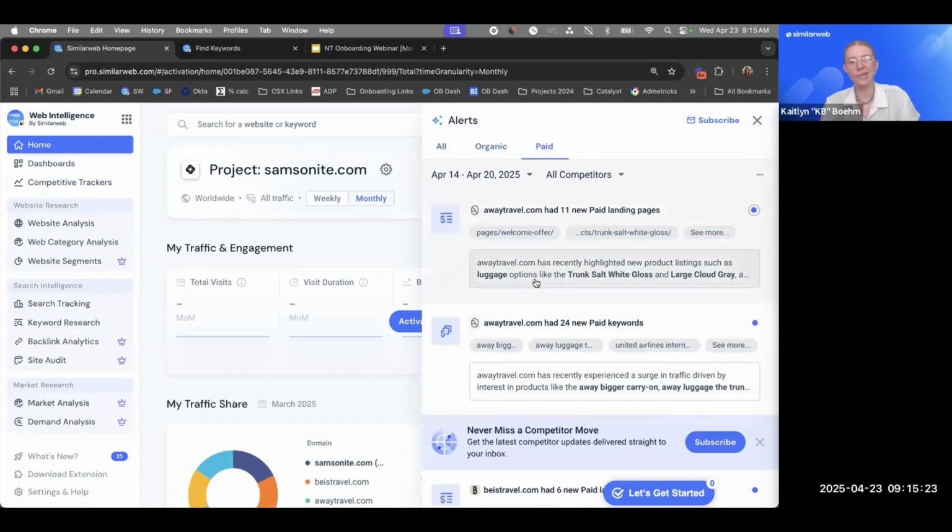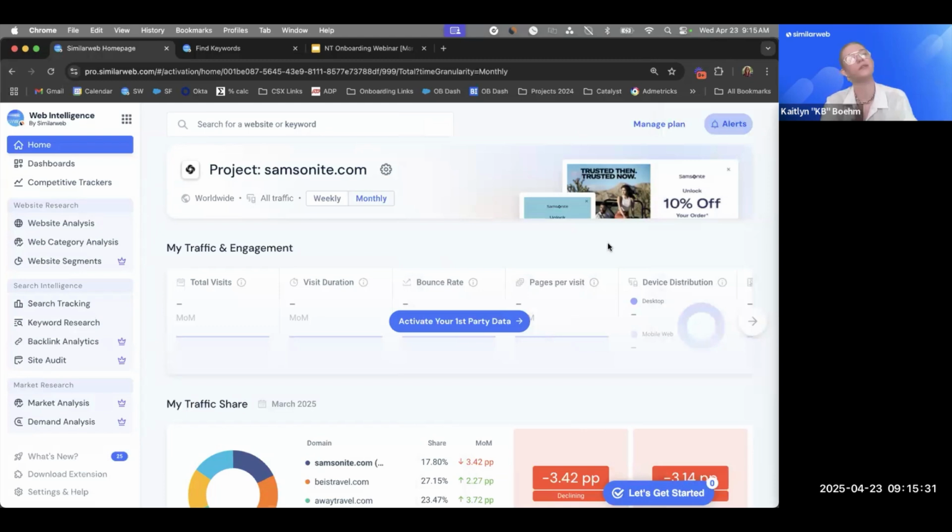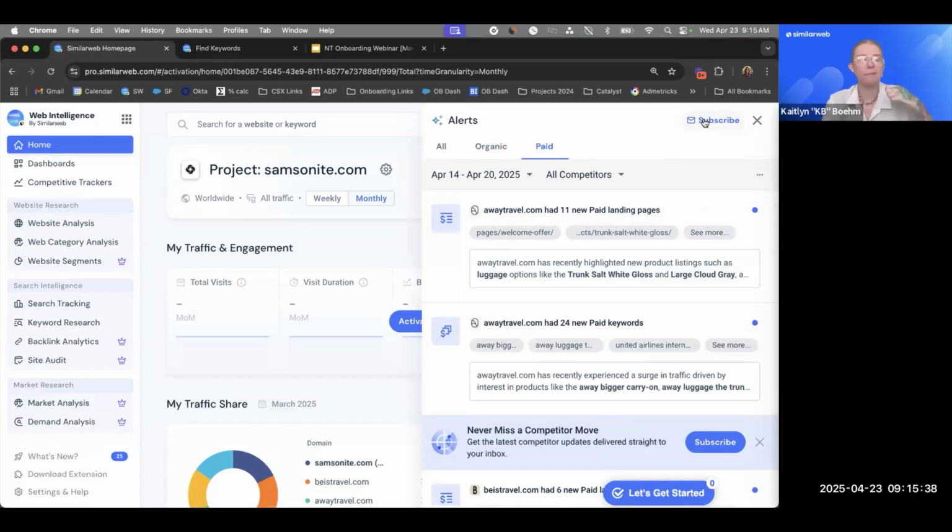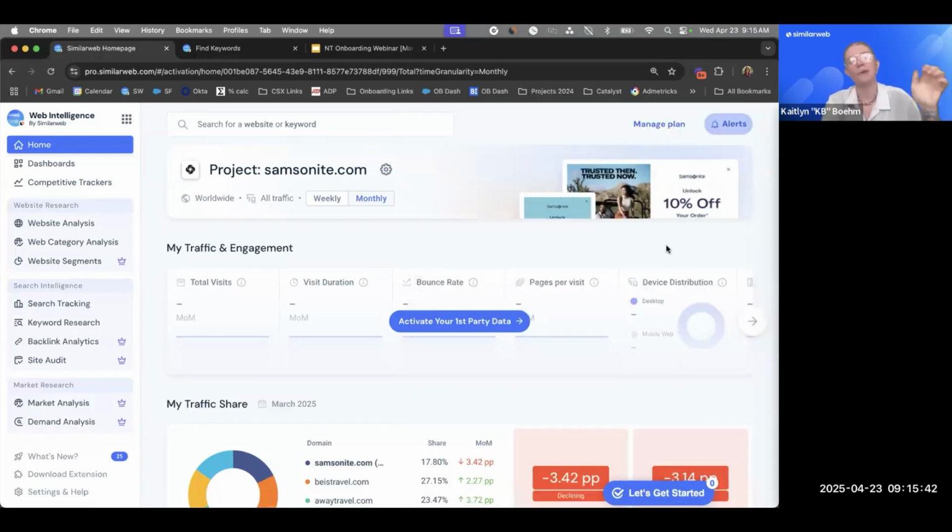Crazy, right? We're able to see that Away Travel has recently highlighted new product listings. Incredible. So now we can go in and see, well, what were these product listings? And it'll take you into the platform with ease. Super easy, right? Click on the alerts, subscribe to them. You'll get an email as well. It's just a really great way for you to set these up and have it even more at your fingertips without even having to log in.